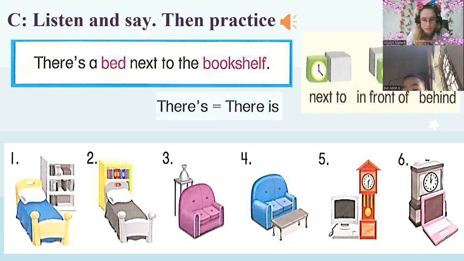One. There's a bed next to the bookshelf. Two. There's a bookshelf behind the bed. Three. There's a sofa in front of the table. Four. There's a sofa behind the table. Five. There's a clock next to the computer. Six. There's a computer in front of the clock.